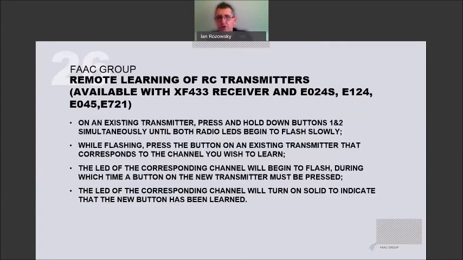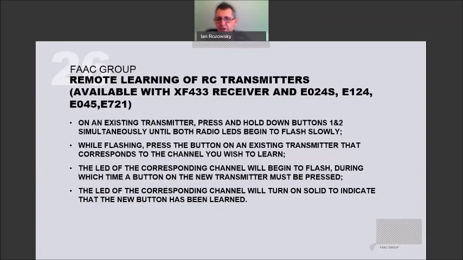So you don't need to open up the control box or get access to the buttons or know the method of programming. So all you do is on an existing transmitter, you press and hold down buttons 1 and 2 simultaneously. And if you can see the control board, you'll see that the 2 radio lights on the control board will start to flash slowly. While those lights are flashing, you then press the button on that existing transmitter that corresponds to the channel you wish to learn, and the LED of that corresponding channel will now begin to flash. And during the time that LED is flashing, you press a button on the new remote control that you wish to code, and the LED of that corresponding channel will go solid to indicate the new button's been learned.